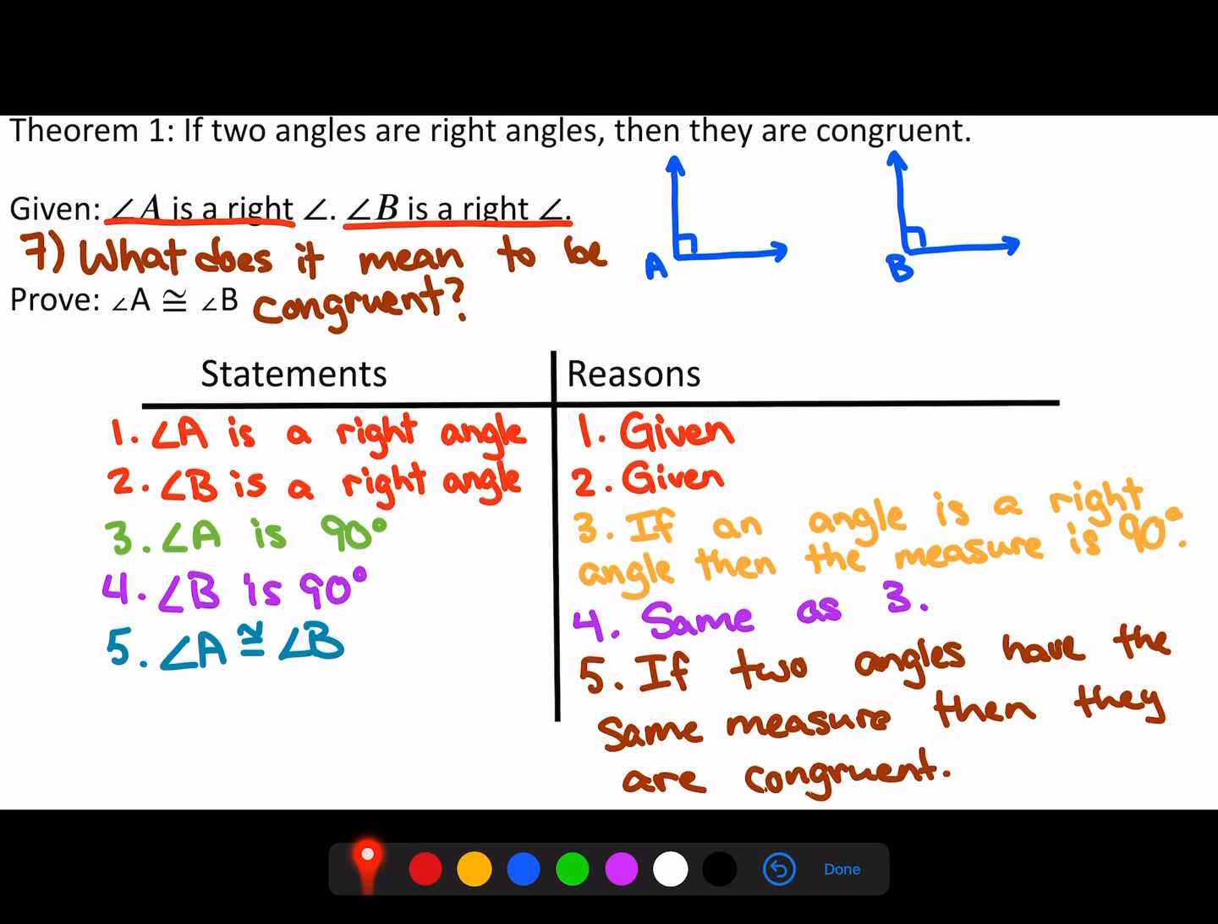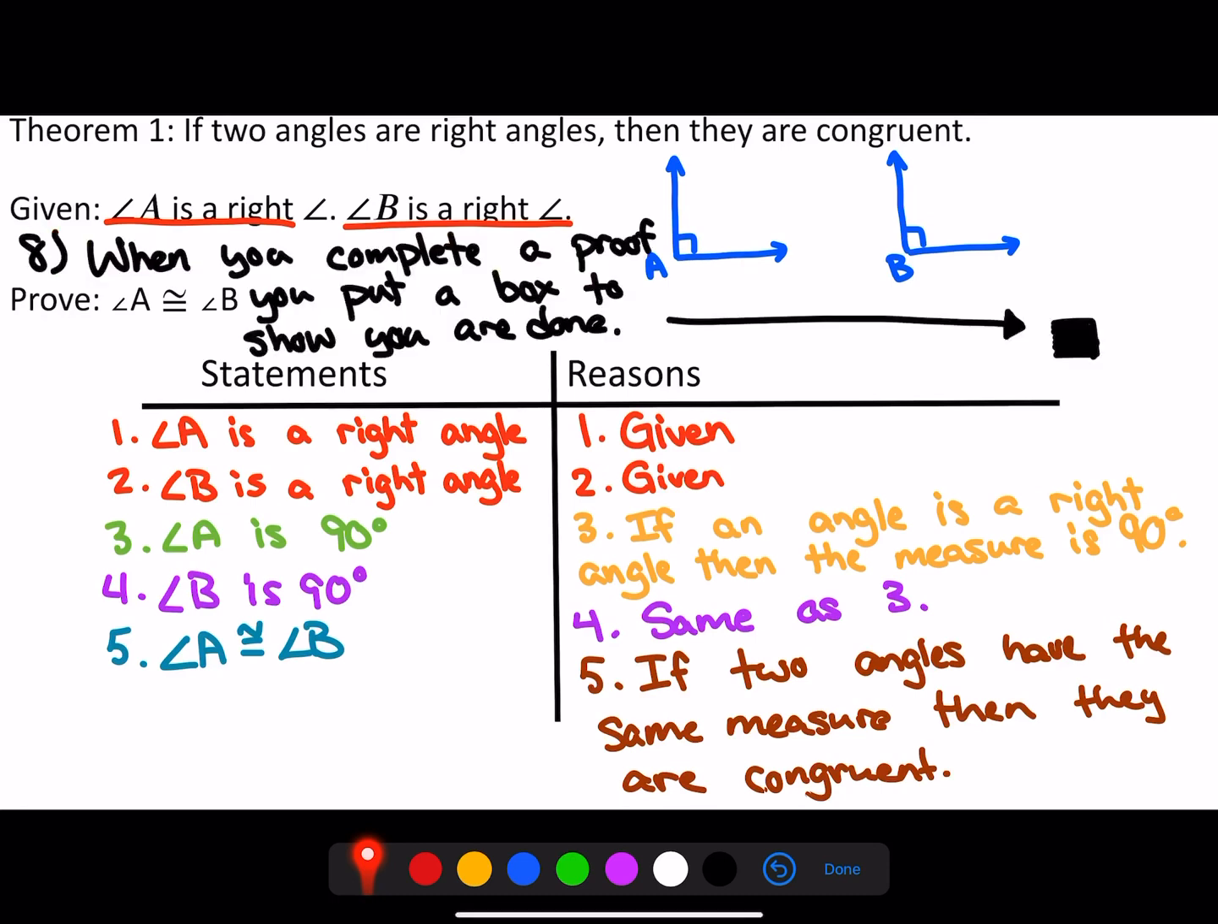Now, whenever I'm done with a proof, at the very top, I'm going to put a little black box here. That black box is to tell me that I'm done with my proof, so that if I need to go back and work on my proofs more, I know that I'm done with this one. And it also tells whoever's reading through your proofs that you are finished with that proof and that it's ready to be checked as well.